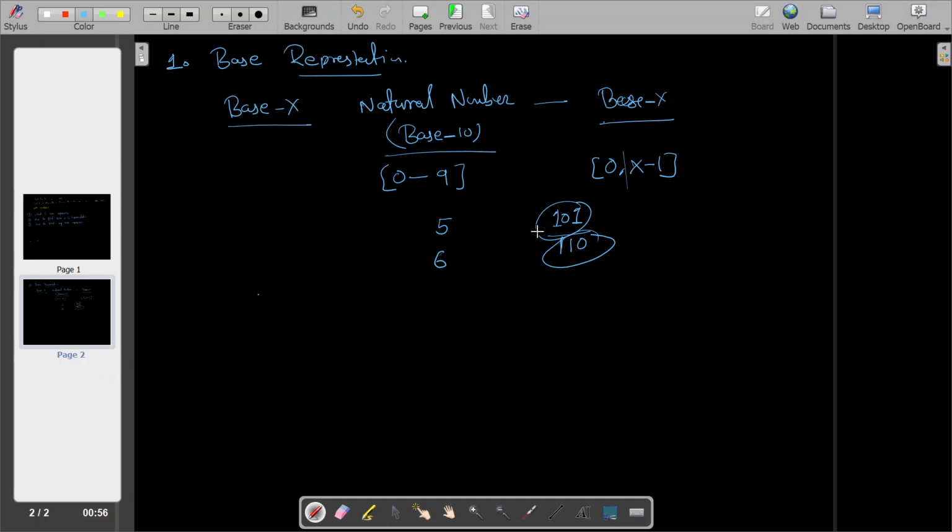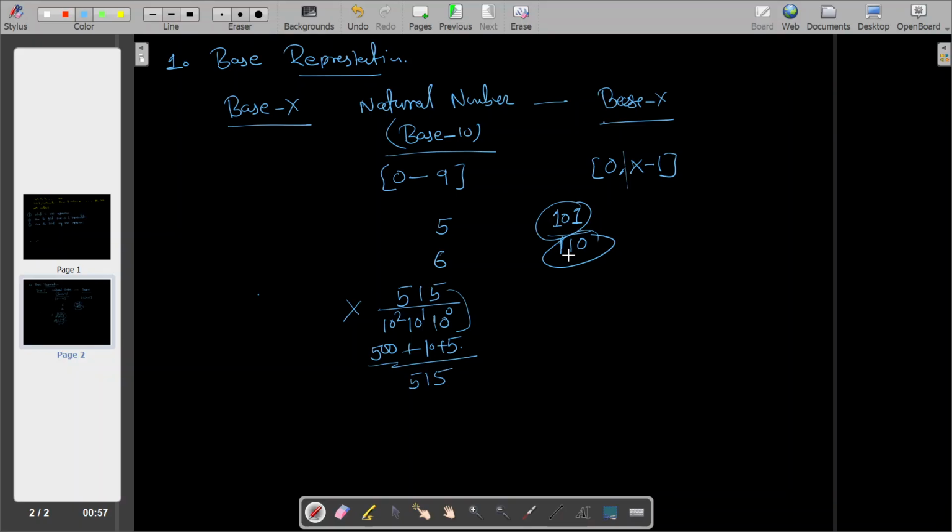How is this working? Like this is base 10. Base 10 means 10 to the power 0, 10 to the power 1 and 10 to the power 2. So 5 into 10 to the power 0 is 5, 0 into 10 to the power 1 is 0, and 5 into 10 to the power 2 is 500. So this is nothing but 505.